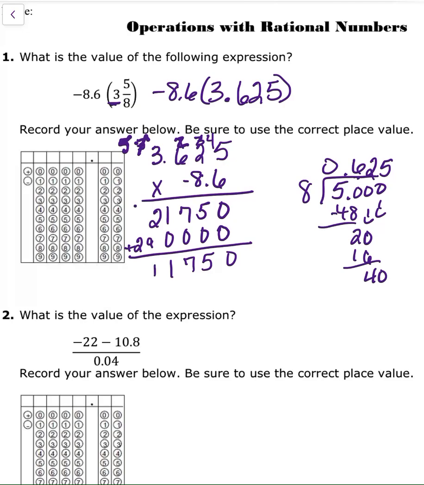2 and 9 is 11. And now we have to move our decimal. So we're going to 1, 2, 3, 4. And then we have a negative times a positive, and that's going to give us a negative. So we're going to have negative 31 and 175 thousandths.